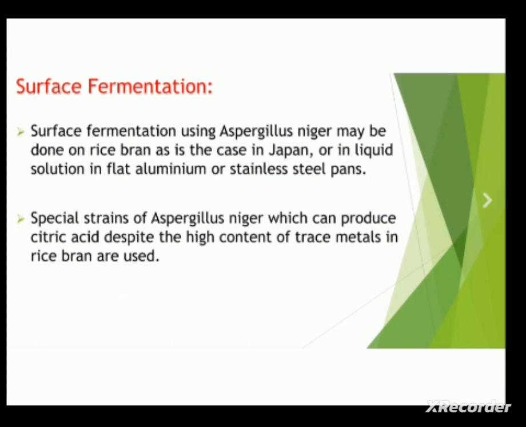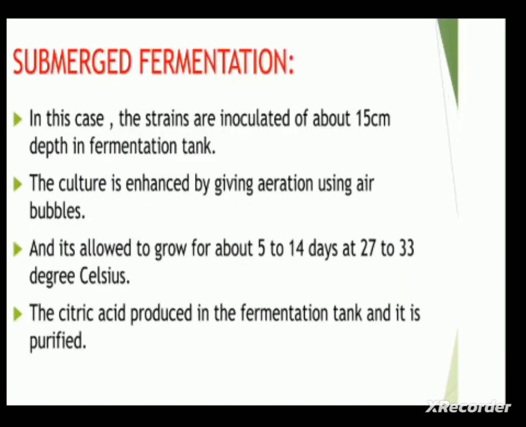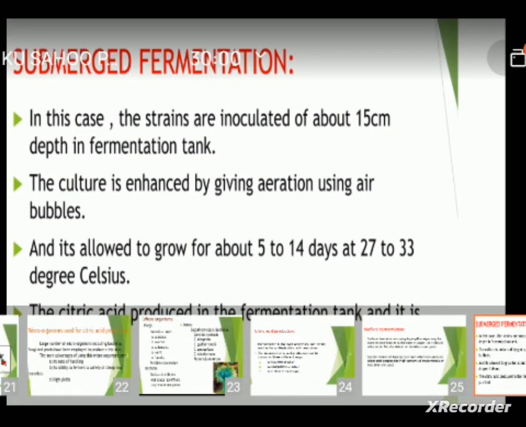Then submerged fermentation. What is it? Let's see. In this case, the strains are inoculated to about 15 centimeter depth in a fermentation tank. The culture is enhanced by giving aeration using air bubbles. Then it is allowed to grow for about 5 to 14 days at 27 to 33 degrees Celsius. Then the citric acid produced in the fermentation tank is purified.